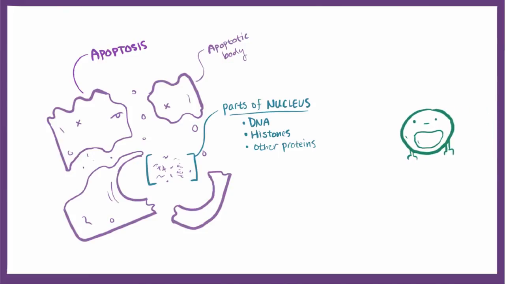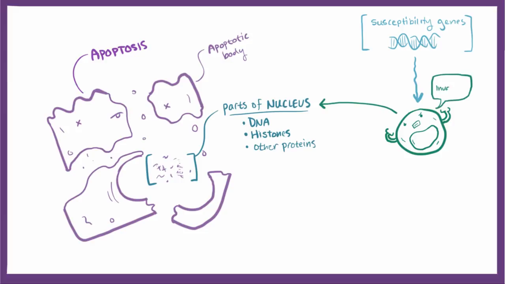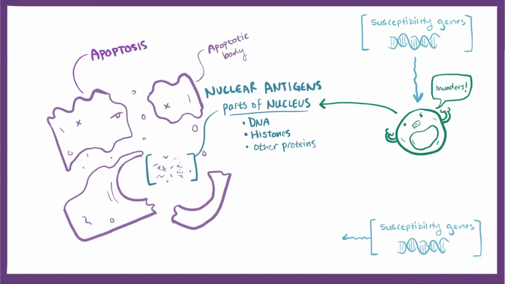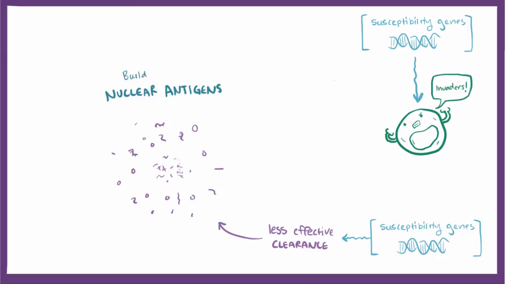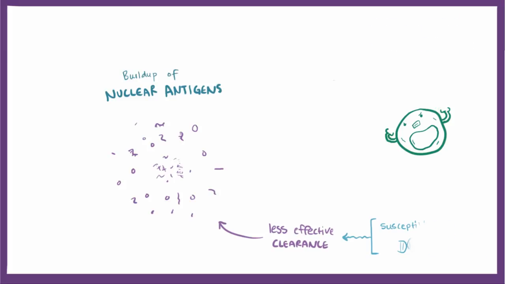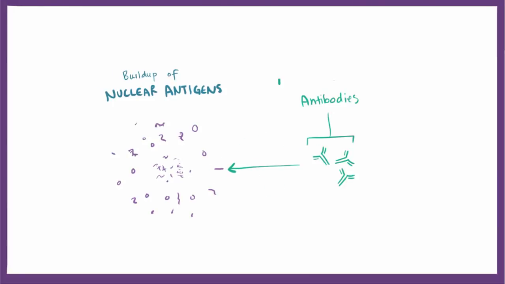Well, those susceptibility genes specifically have an effect on this person's immune system, such that their immune cells are more likely to think that these are foreign, or antigens. And since they're from the nucleus, we call them nuclear antigens. And those immune cells try to attack them. Not only that though, susceptibility genes also cause this person to have less effective clearance, essentially meaning that they aren't as good at getting rid of these apoptotic bodies, and so they end up having more nuclear antigens floating around. This means that B cells might swing by, see them, and start the production of antibodies against these pieces of nucleus, which are called anti-nuclear antibodies. And these guys are present in almost all cases of lupus.